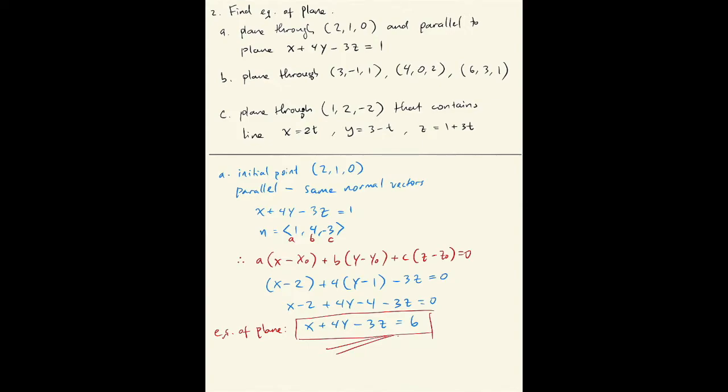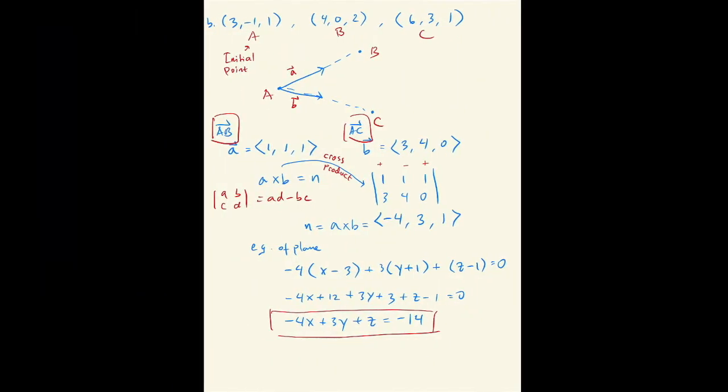Number C, you have a plane through the point (1, 2, -2) that contains this parametric equation: x equals 2t, y equals 3 minus t, z equals 1 plus 3t. So we go for number C now. I will write this initial point as (1, 2, -2), and you have these parametric equations.